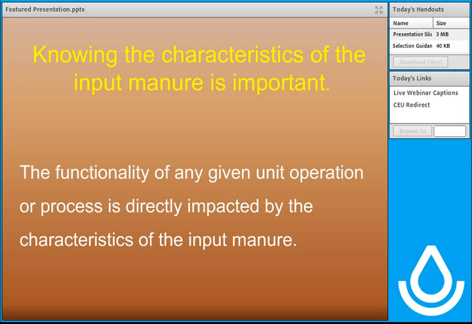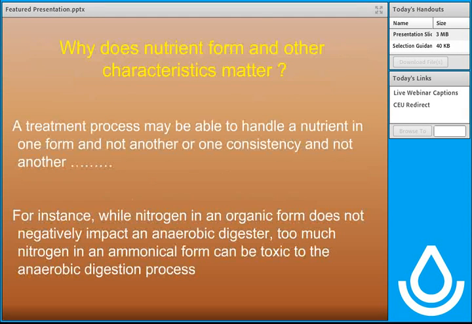The magnitude of an input, such as the chemical oxygen demand or ammonia, can cause a unit operation or process to succeed or to fail. This is your starting point. And if one does not have a good starting point and good information, then the remainder of the analysis will likely be faulty.